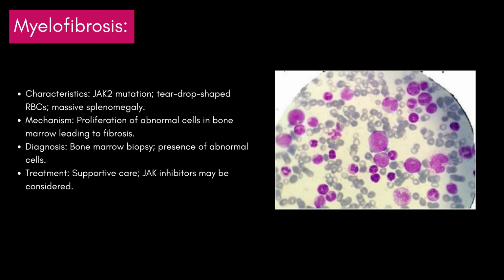Let's take a look next at myelofibrosis. Characteristics: JAK2 mutation, teardrop-shaped RBCs, massive splenomegaly. Mechanism: proliferation of abnormal cells in bone marrow leading to fibrosis. Diagnosis: bone marrow biopsy, presence of abnormal cells. Treatment: supportive care, JAK inhibitors may be considered.